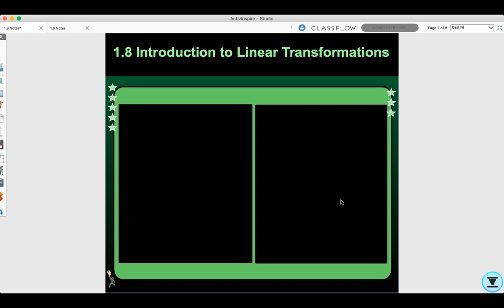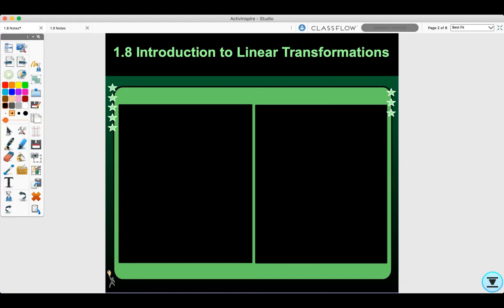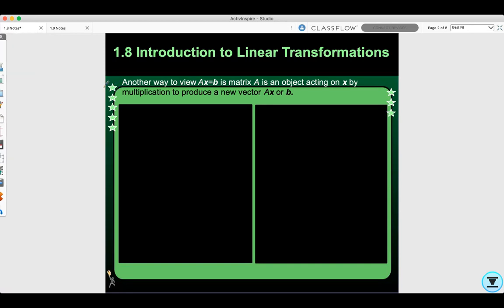Today we're doing section 1.8, Introduction to Linear Transformations. Another way to view AX equals B is matrix A is an object acting on vector X by multiplication to produce a new vector AX, or vector B.